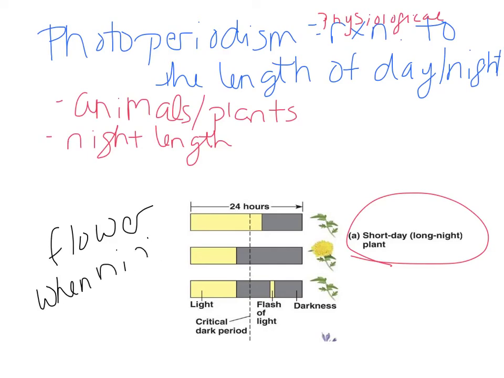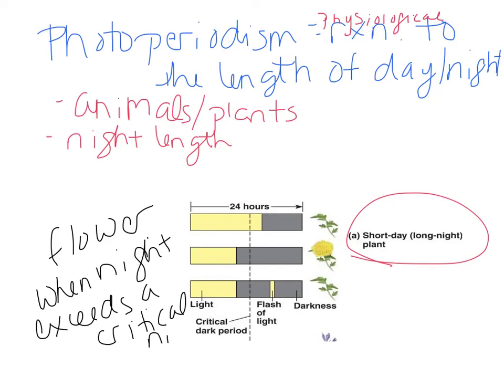Okay, so the only exposure is when their night exceeds a critical period. So these want a long nighttime exposure. And they're not impacted by normal nighttime light, like moonlight or lightning. That's not strong enough, nor does it last long enough to really interrupt that dark period. But they require a considerably long period of darkness, and if they don't get that, they will not bloom. And if there's an interruption to that darkness, they will not bloom.